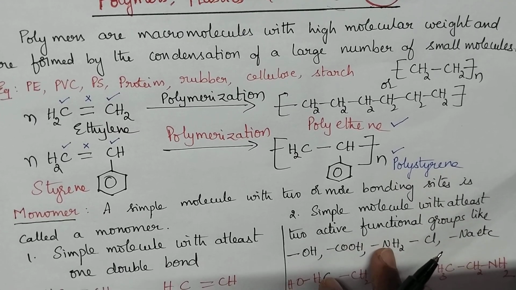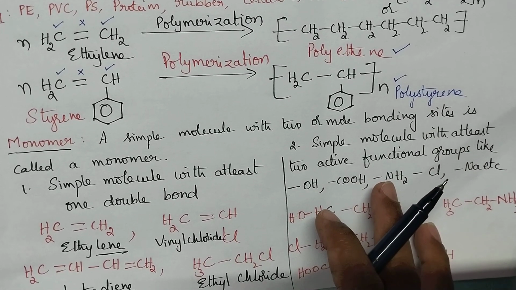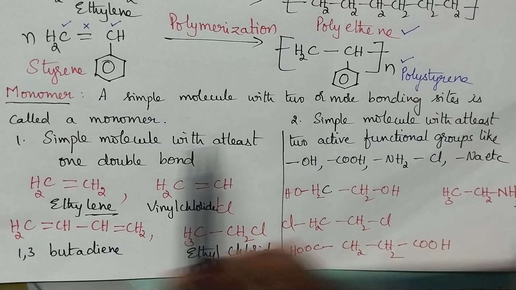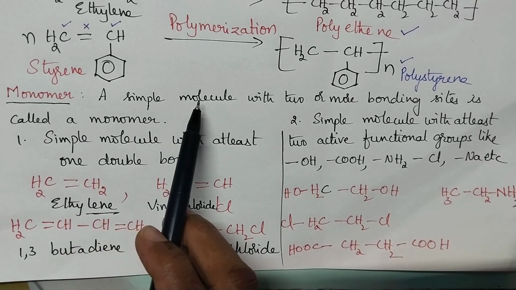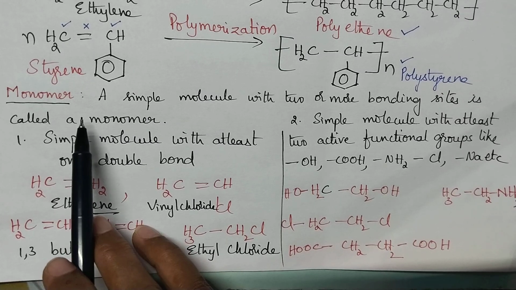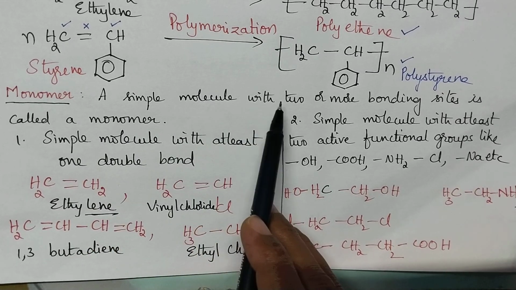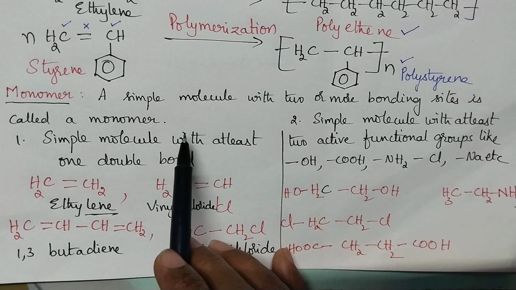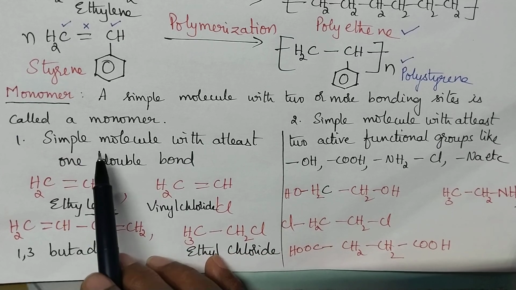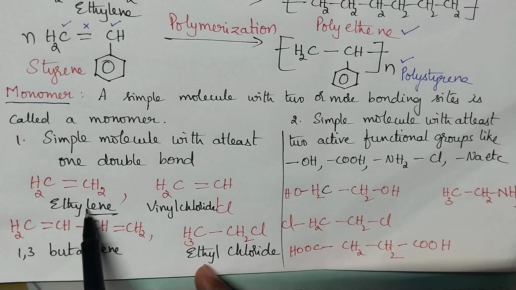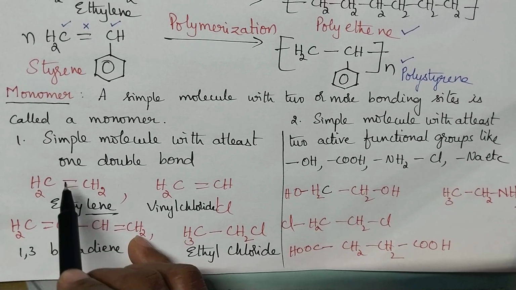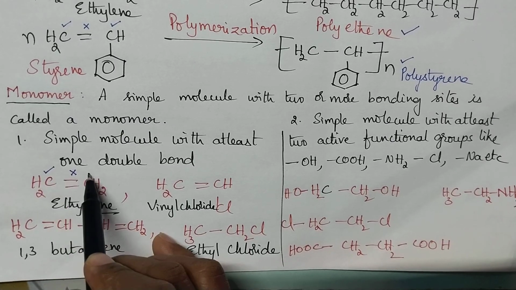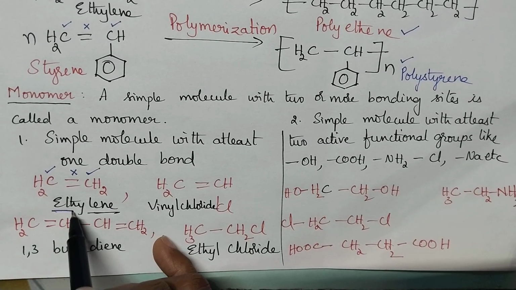Let us see what is meant by a monomer. A monomer is a simple molecule with two or more bonding sites. So, what is the requirement of a simple molecule to act as a monomer, students? A simple molecule is supposed to have at least two bonding sites. How to identify the bonding sites in the given molecules? Let us see a few examples. Here we have ethylene. In ethylene, a double bond is present. Breaking of this double bond results in the formation of two bonding sites. So, ethylene can act as a monomer.